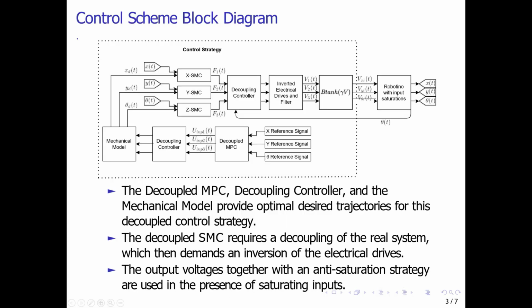This is the control scheme block diagram. It is shown in our paper in order to give the reader a better understanding of the control strategy. We start with 3 reference signals, which together with the decoupled MPC, decoupling controller, and mechanical model, output 3 desired optimal reference trajectories for the sliding mode control. The sliding mode control is used in order to account for external disturbances and errors, and also the internal error provided from the inverted electrical drives and filter. Additionally, we have an anti-saturation strategy, seen as B-tanh, which accounts for the saturation present in physical systems.